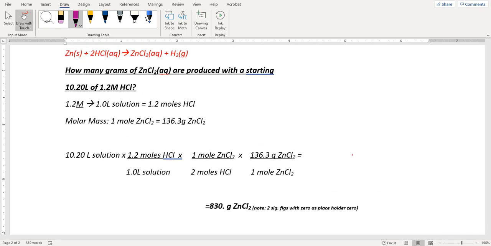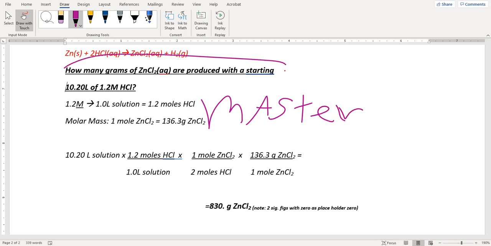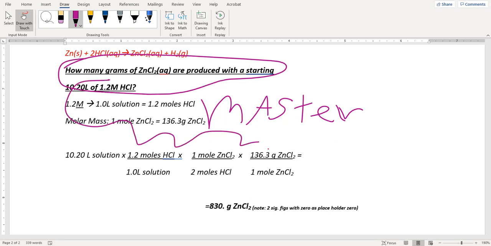Alright, so be sure to practice this and of course master it, so you can go through the process as soon as you see the question. Make sure you're able to read the question so that way you can apply all of these steps as needed to get to your final answer.